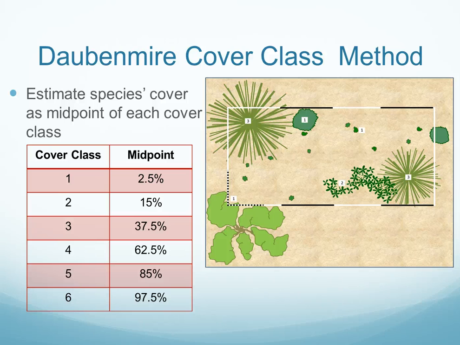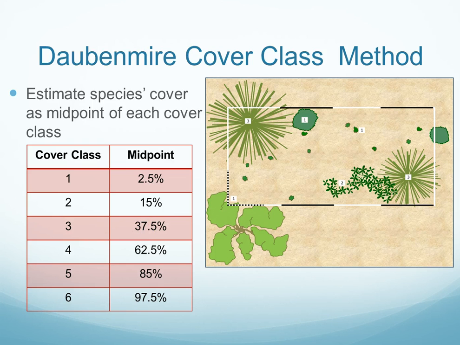What we do within each plot for a particular species is we assign the midpoint of the cover class range as the amount of canopy for that particular quadrat. So for example, for all of the species that were assigned to cover class 1, we would assign 2.5% cover for those species. For the forb species that was cover class 2, we would assign 15%, and for the grass species, cover class 3, we would assign 37.5% cover.